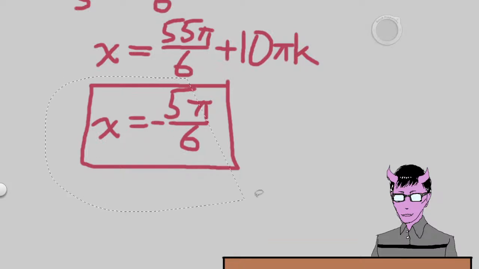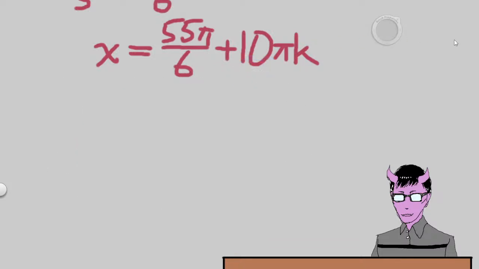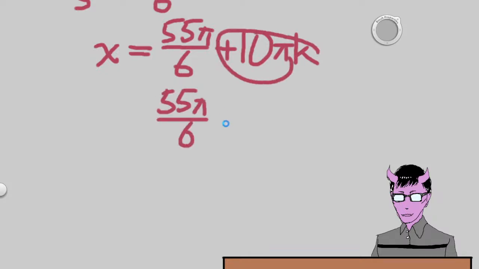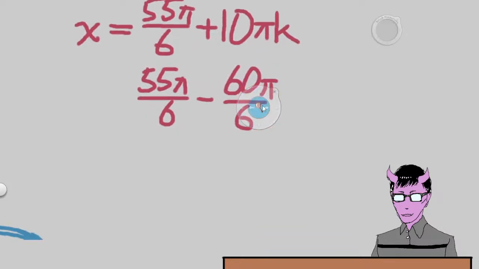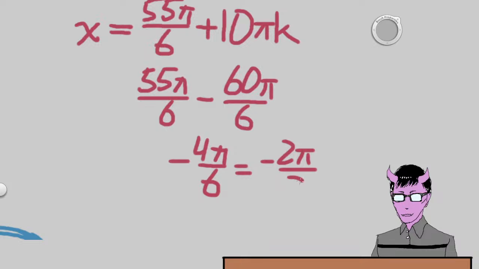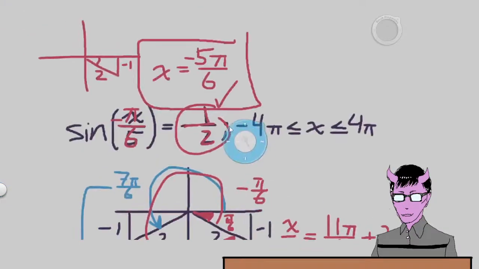So at that point, we can only add negative 10 pi's. And it only makes sense to only subtract one 10 pi. So that's minus 60 pi over 6. So thus simplifying that, we're going to get negative 4 pi over 6, which is interesting because this is deviating from our prior answer. Right? Huh. That's interesting.